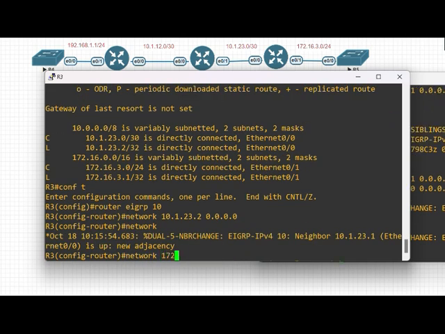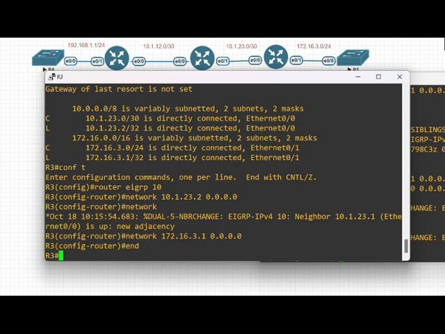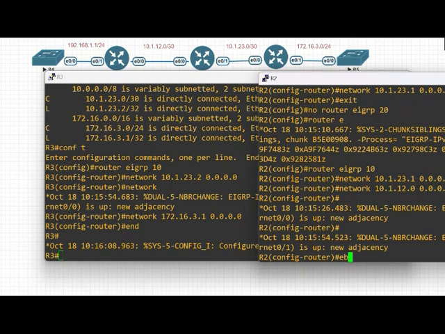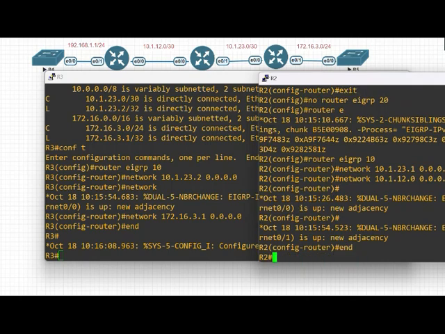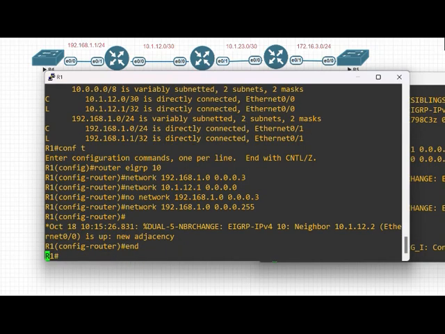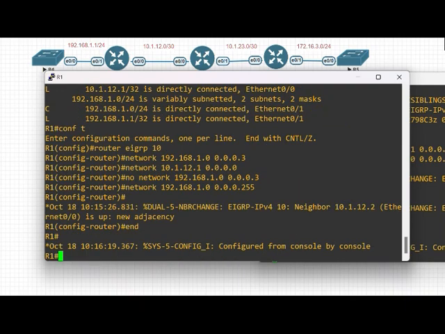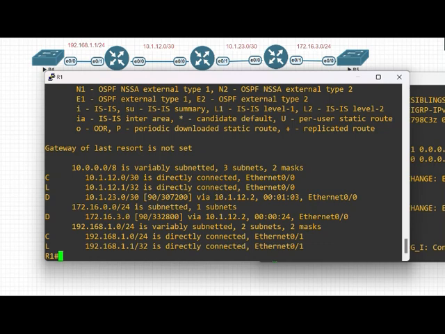So immediately it goes up. Okay, so that's already a successful neighbor formation between the 3 routers. Okay, so this was the routing table previously, this one. Now let's look at the routing table for R1 after the configuration of EIGRP. So we have the routing table with some additional routes.